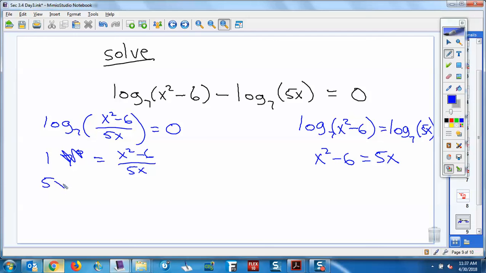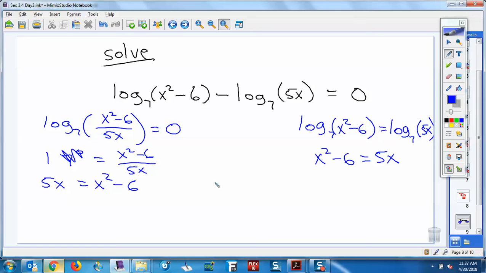Multiply the 5x over to that side, and notice we're now at the same exact spot no matter which way you did it. Okay? So add the log over to this side, and then notice with the one-to-one property you have that, or condense them using the property that we had with subtraction, and then convert forms. Okay, what do you do from here?